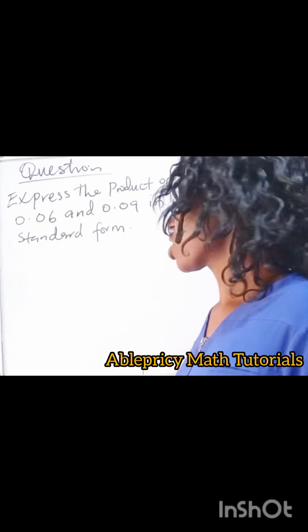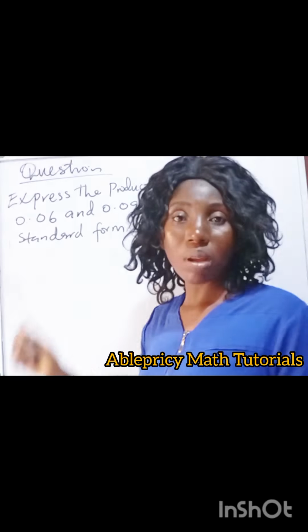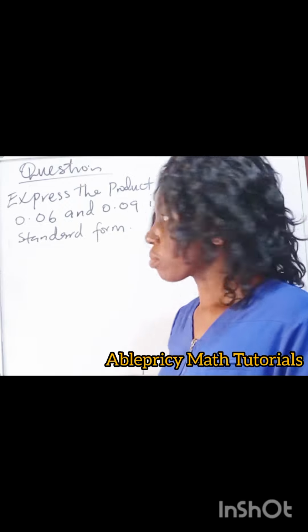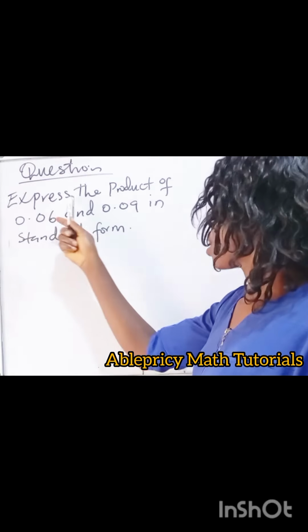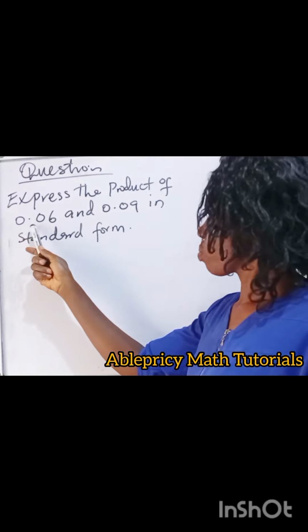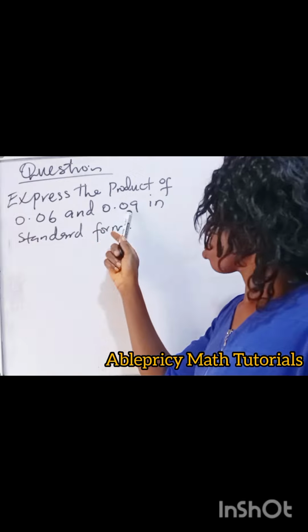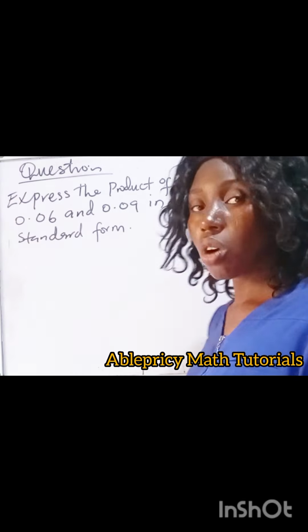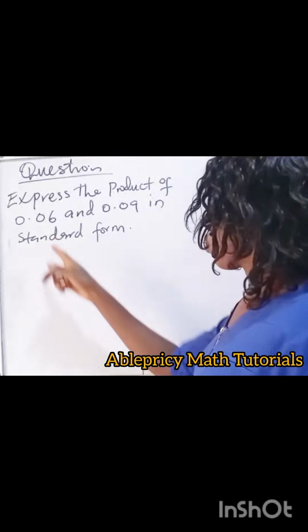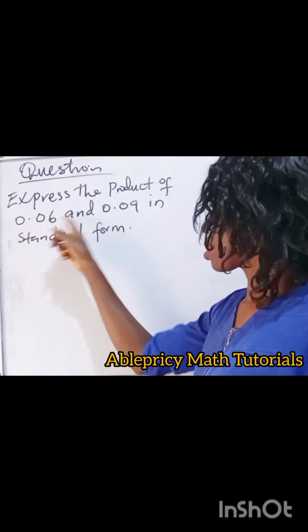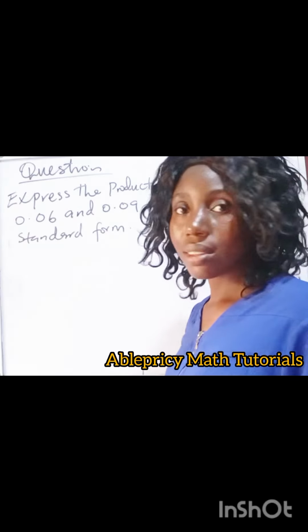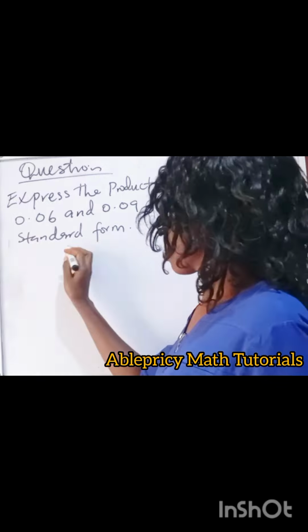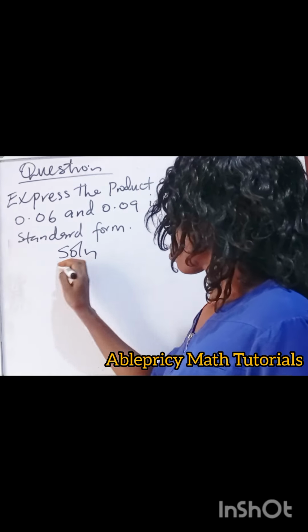Hello, let's solve this problem under standard form. The question says express the product of 0.06 and 0.09 in standard form. So what do we do? We will first of all multiply this and this and then write it in standard form. So let's write our solution.